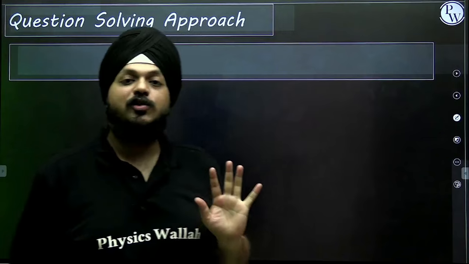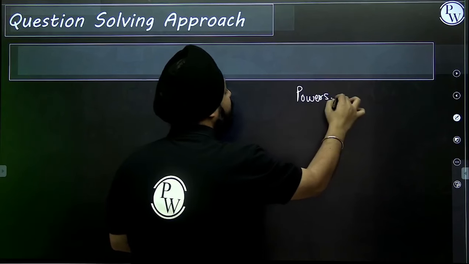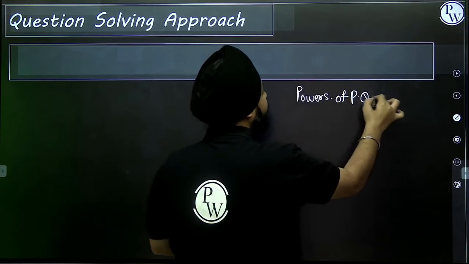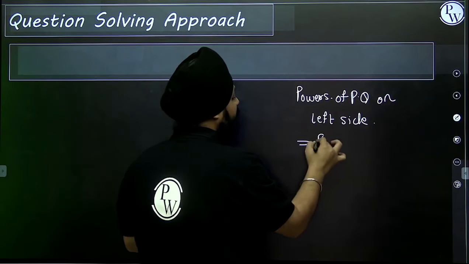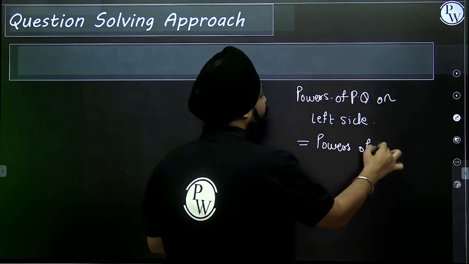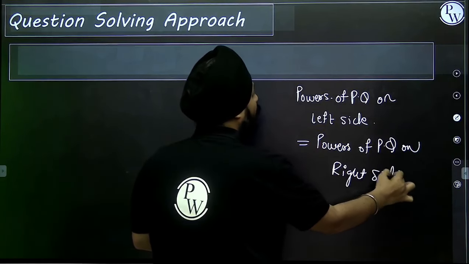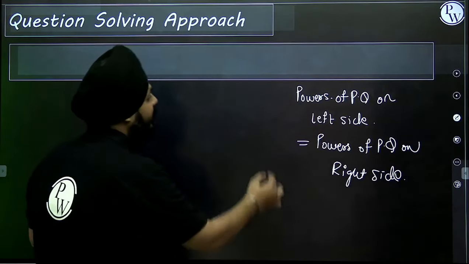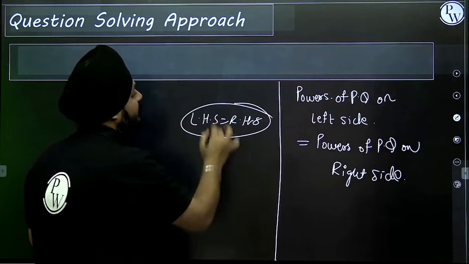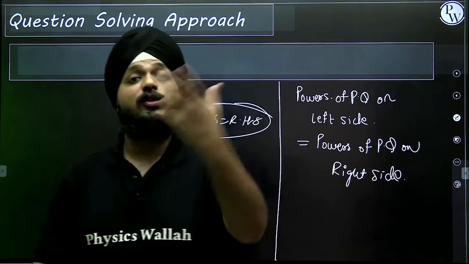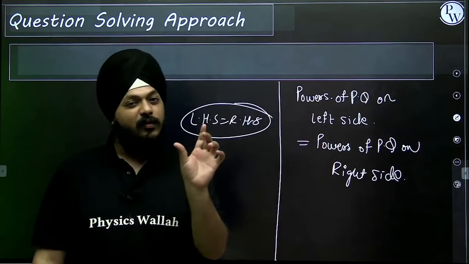There is only a single question solving approach. Powers of physical quantities on the left side will be equivalent to powers of physical quantities on the right side. In another sense, what is the question solving approach? LHS is equivalent to RHS. We can compare the powers, the dimensions, on both sides. It's the same thing we did in the principle of homogeneity, but we are seeing it in a bit of a different way.